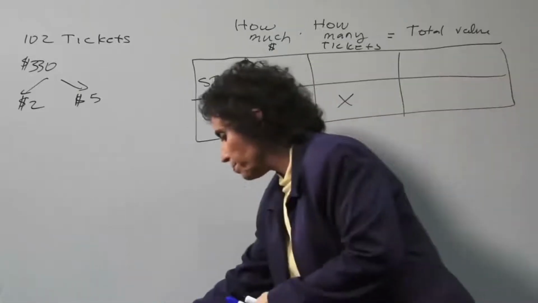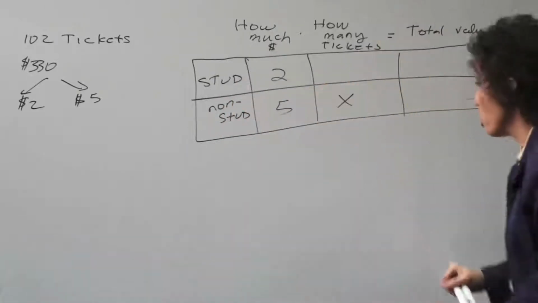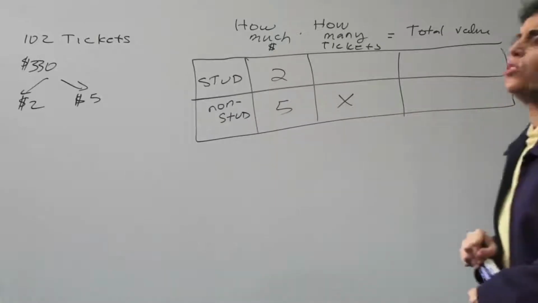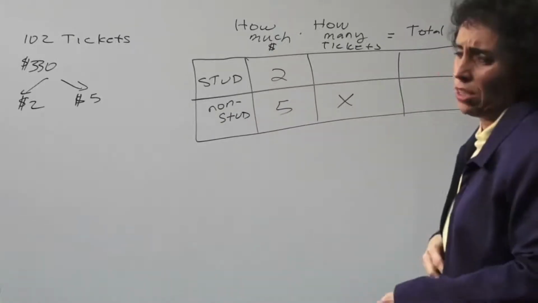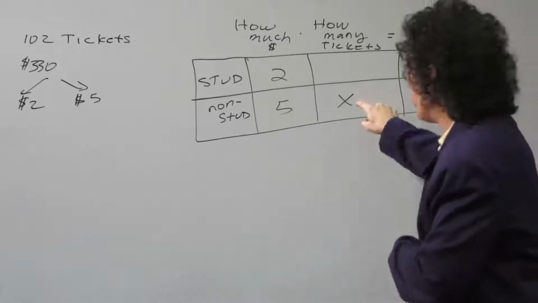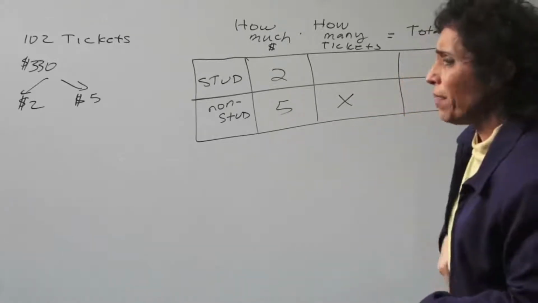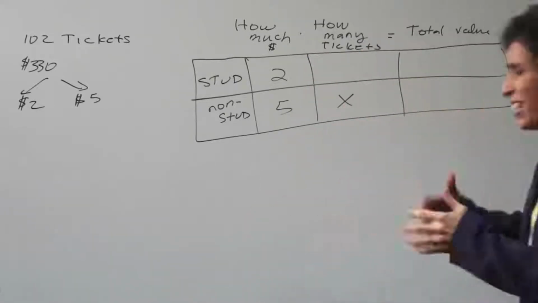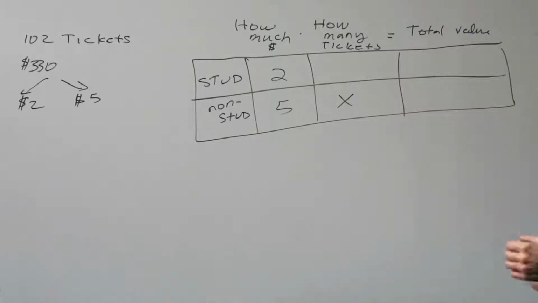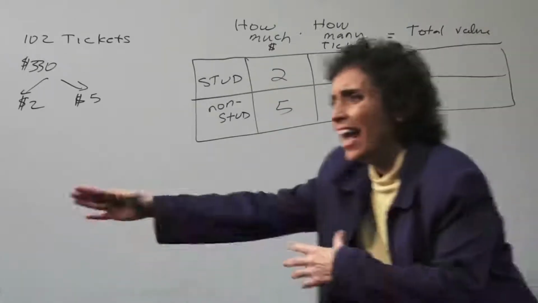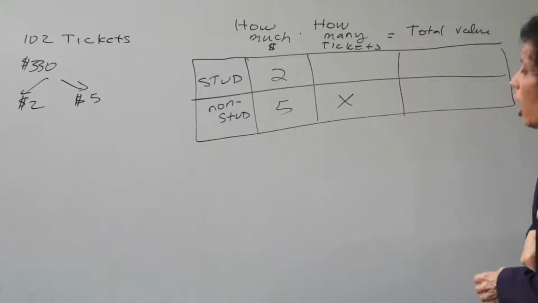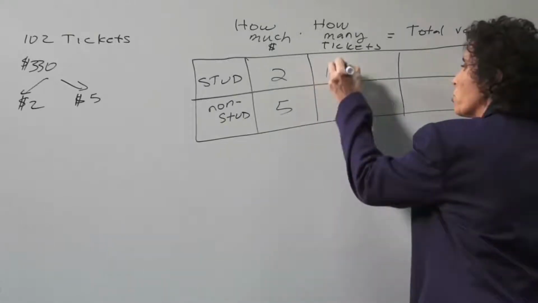Let's pretend I have 102 tickets in my pocket. And now I've used up X of them, so I've sold X of them. X of them are gone. How many tickets do I have left in my pocket? Well, I had 102, and X are gone, so I have 102 minus X.